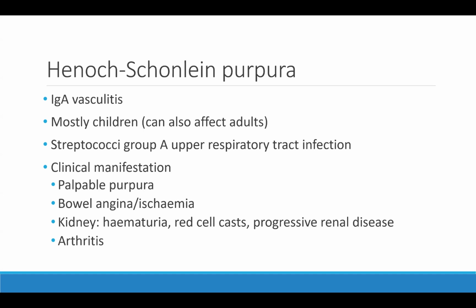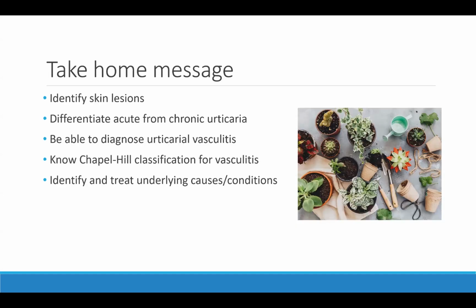Next, a very common condition, especially among children, is Henoch-Schönlein purpura or IgA vasculitis. This can also affect adults, and it is due to Streptococcus group A upper respiratory tract infection. Clinical manifestations are palpable purpura, bowel angina or ischemia, and kidney involvement such as hematuria, red cell casts, and progressive renal disease, as well as arthritis.